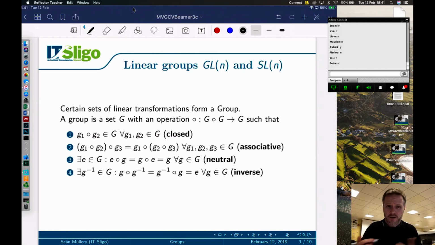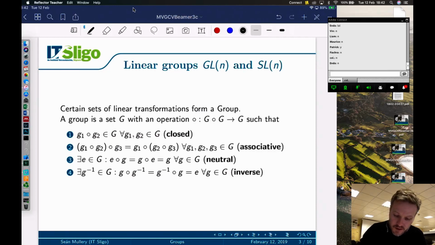So groups are just one of those things where we have a particular set of rules associated with them. Certain sets of linear transformations, so we're talking about linear algebra and so on, form what we call a group. And a group is a set G, so we've got some set of numbers or vectors or whatever it might be, and there's an operation associated with them, and that operation could be addition, subtraction, division, multiplication, convolution, any of these ones.